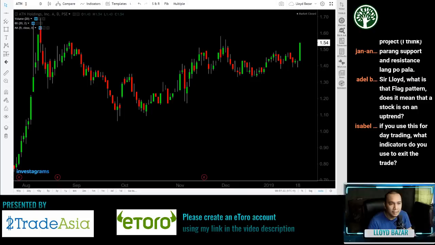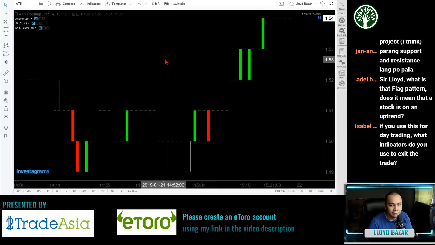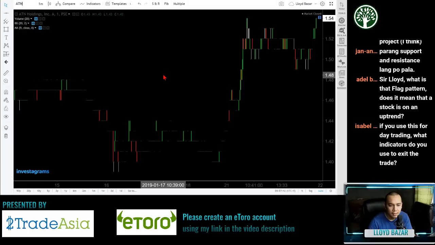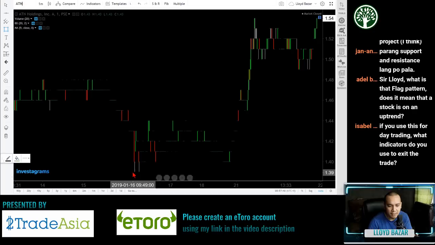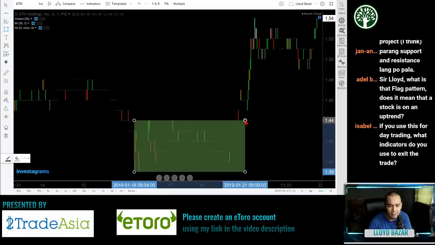So let's try to apply a Darvas box in the 1 minute chart, right? So Darvas box, 1 minute chart. Here, we have consolidations on this area right here. You can Darvas box this box right here. So that's the highest point and that's the lowest point. Once it breaks out, there it is.